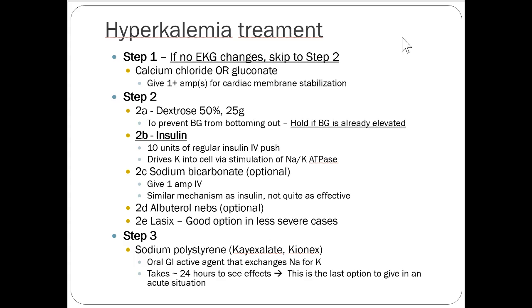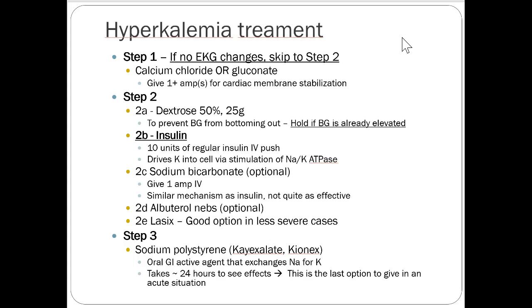The two different calcium products I think I've got on the next slide. We'll talk about that in a second. But basically, it's just getting calcium into the body fast. And you usually just give a full amp, which is basically a gram of calcium. It doesn't really matter the dose. You just give the whole thing. That's the point. So if you give that, then you'd move to step two. Or if you didn't need to, because the EKG wasn't changed, but potassium's still really high, then you can go straight to step two.